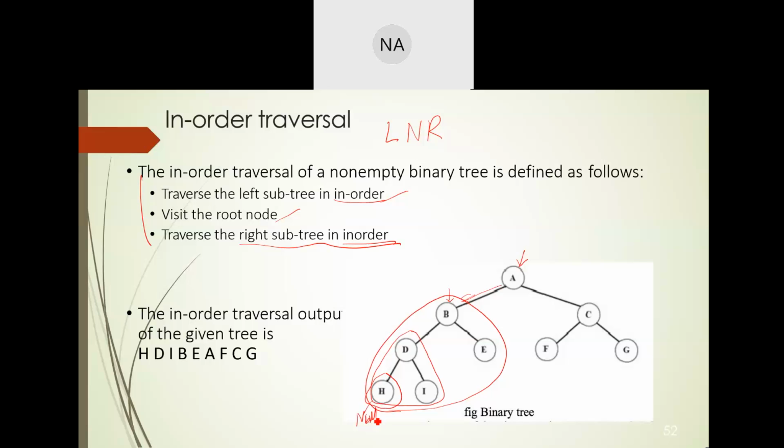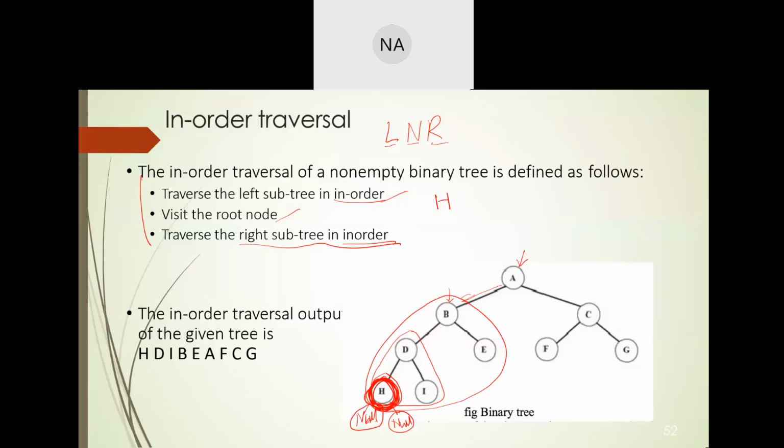In the left subtree of node H you have null, so you will not print anything. In in-order traversal, after visiting the left subtree, you print the root node: left, root, right. So after visiting this null node, you will print the root node value, which is H. H will get printed. Then the right subtree of H is also null, so nothing will get printed.